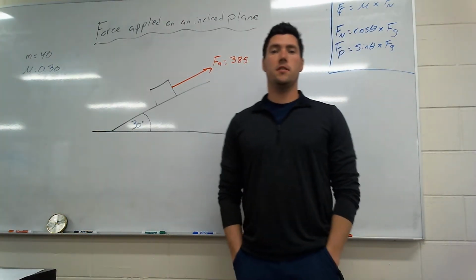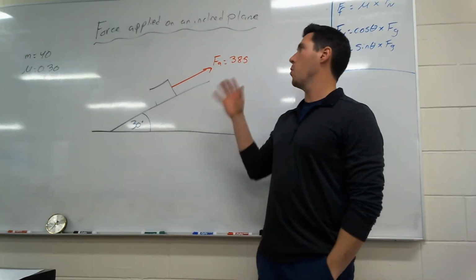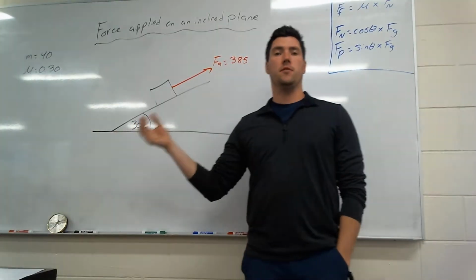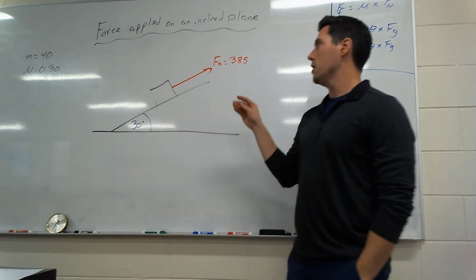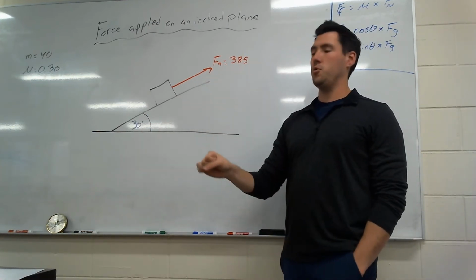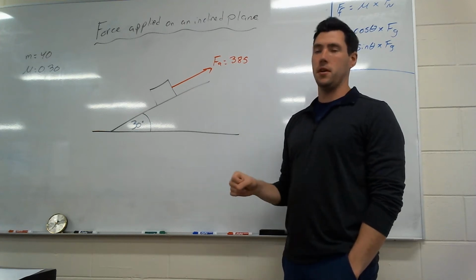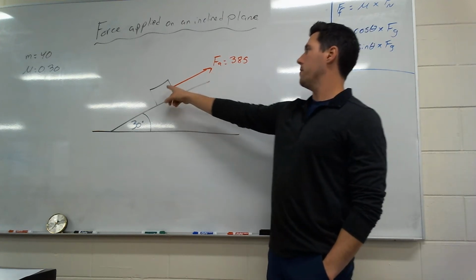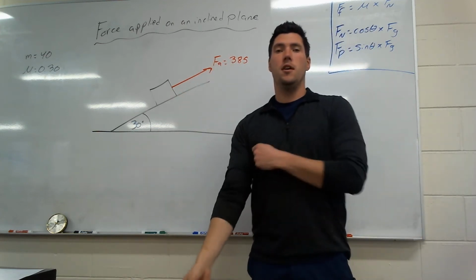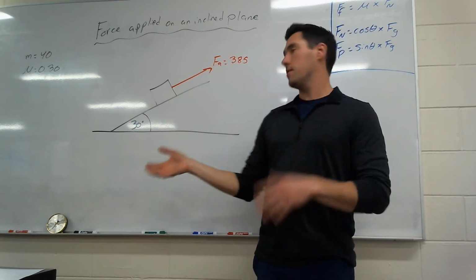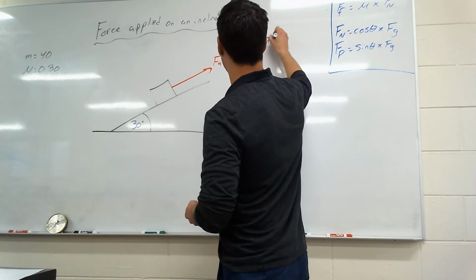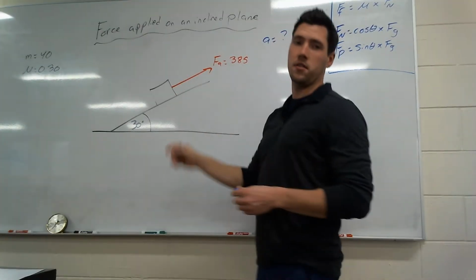Hey class, let's talk about actually answering one of these questions where there's a force applied on an object that's on an inclined plane. It's a very standard scenario, like pulling a child or someone on a sled up a hill. So we have a sled with mass, someone pulling up a hill. Let's go through this question. It gives a force applied, and in the end it's going to ask what the acceleration of this scenario is.